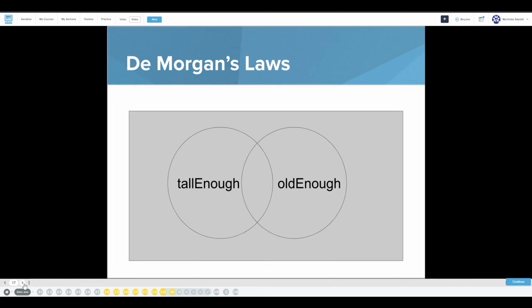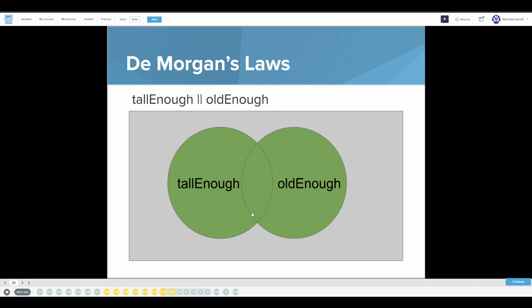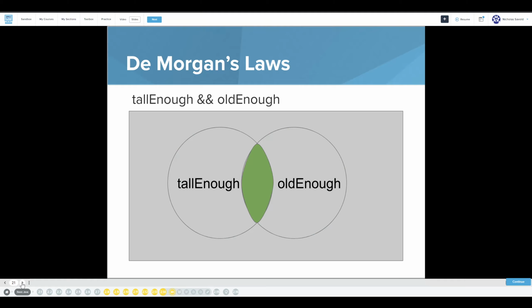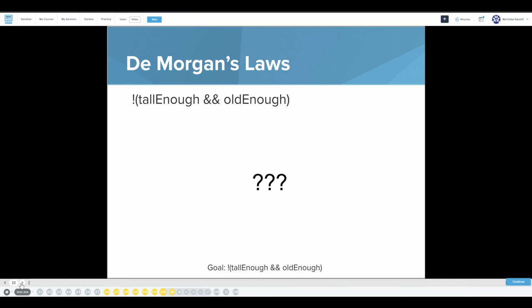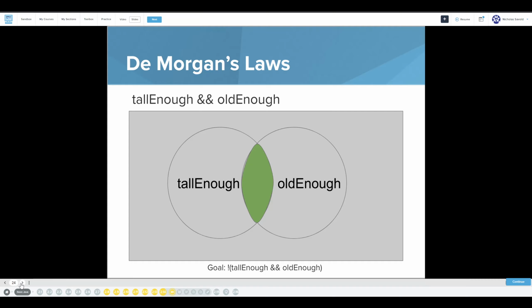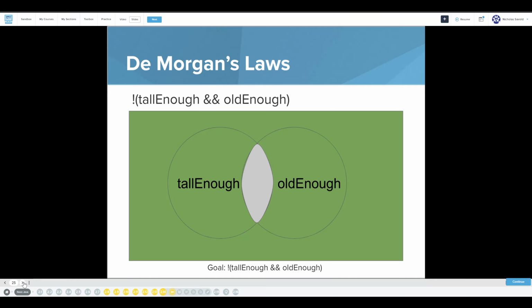Here's some Venn diagrams comparison. If we are tall enough or we are old enough, if we're either one of those things, we're in one of these groups. If we're tall enough and old enough, we're only in the intersection. We're going to go from tall enough and old enough to not tall enough or not old enough, so we reverse that. Here's tall enough and old enough. We want the opposite, so it's going to be everything but the center.